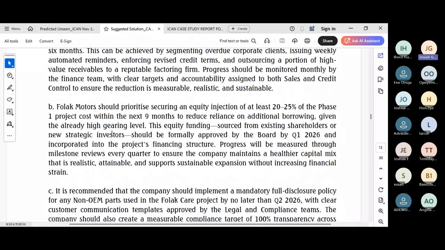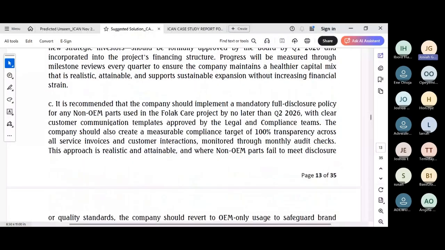Then the B part, you see that we're specific on prioritizing equity injection. And we put a timeline in the next 9 months, given the already high gearing level. We said this equity should be sourced from existing shareholders. You see, we are saying how? Making it realistic, attainable. Very important. Then the C part is the area of original equipment manufacturer parts. And we said not later than a given date, you see, we are specific and time bound, with clear customer communication templates approved by legal and compliance teams. You see, we are specific, we made our recommendations SMART.